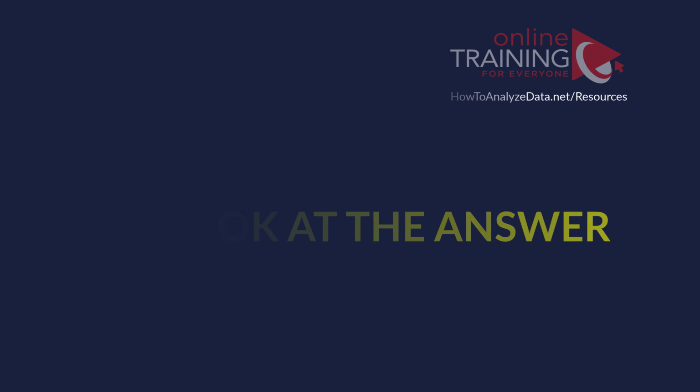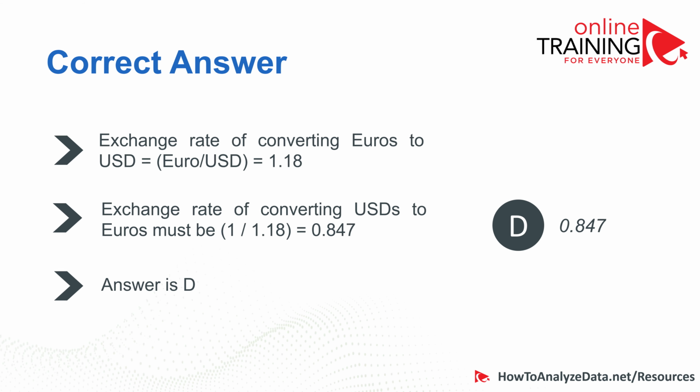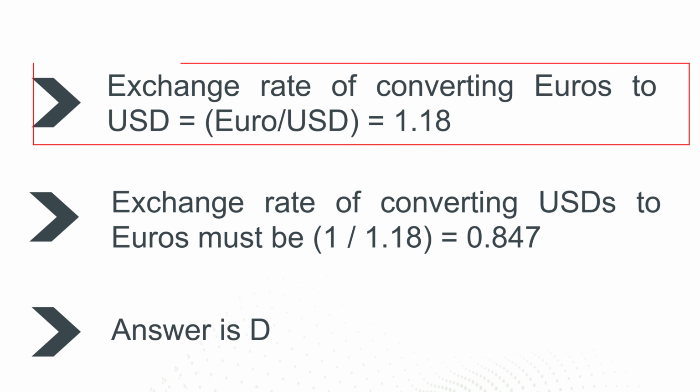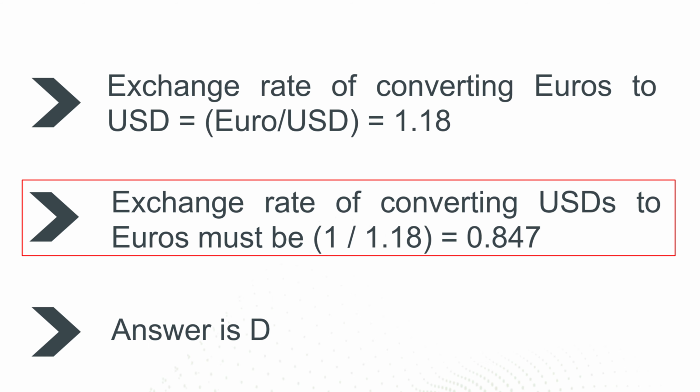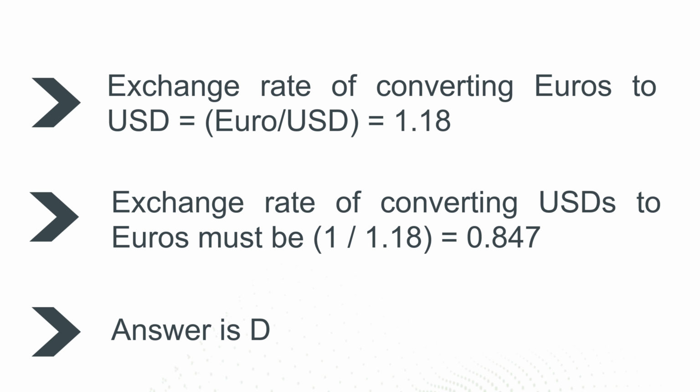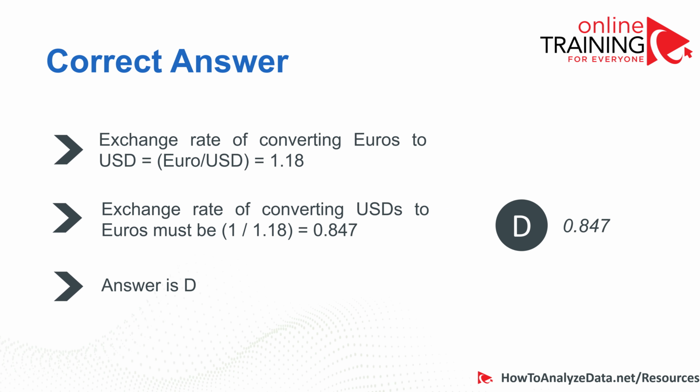To get to the correct answer, we need to reverse the exchange rate. If exchange rate for converting euros to dollars is 1.18, then exchange rate of converting dollars to euros must be 1 divided by 1.18, which is an equivalent of 0.847. So the correct answer here is D.